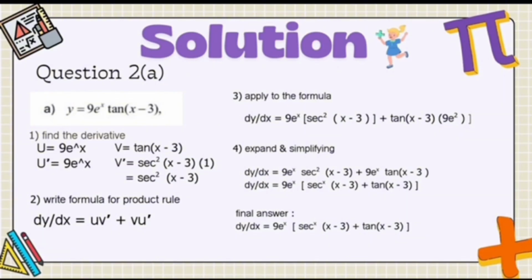Then apply to the formula. So we get dy over dx equals 9e to the power of x multiplied by sec squared x plus tan x minus 3 multiplied by 9e to the power of x. And then we expand and simplify. The answer is dy over dx equals 9e to the power of x bracket sec squared x plus tan x minus 3 bracket.